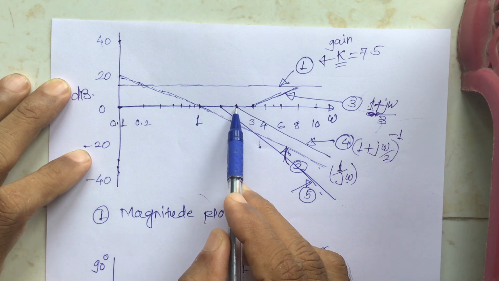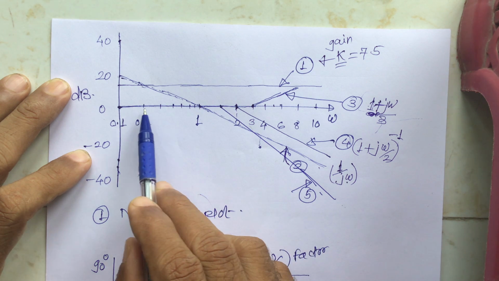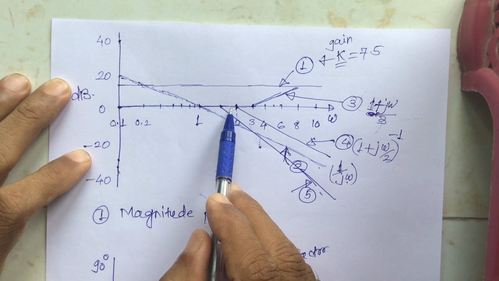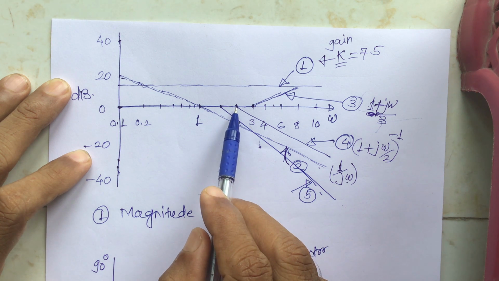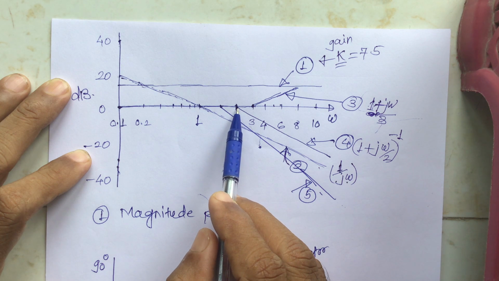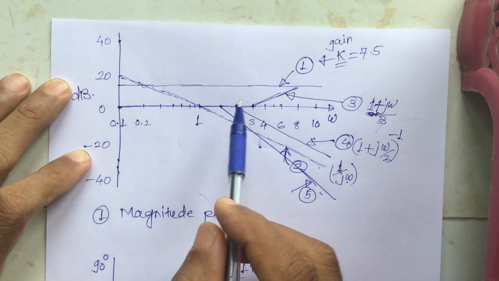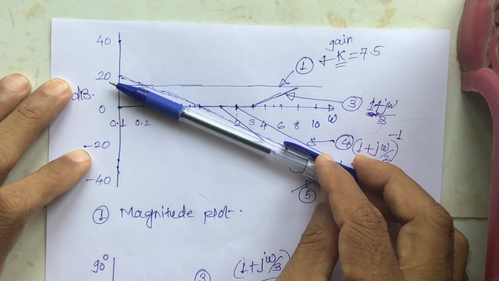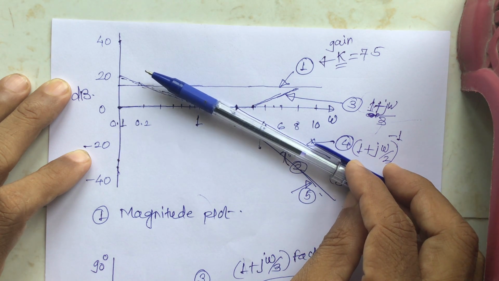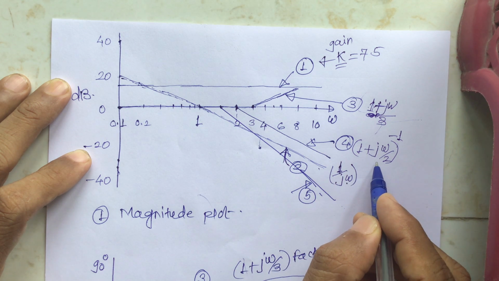Below this corner frequency 2, this factor has the 0 dB line, and beyond omega equal to 2, this factor has a slope of minus 20 dB per decade. So this line will be parallel to the minus 20 dB per decade line. This is the fourth factor.